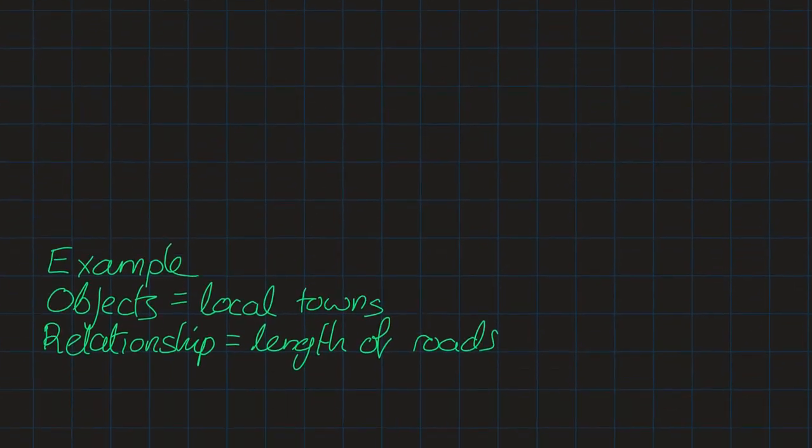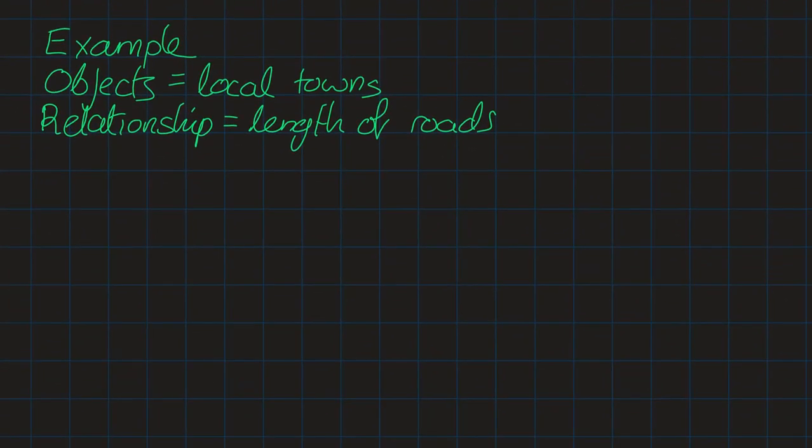So let's begin. This first example, I want the objects to be local towns and the relationship to be length of the road between them. So if I put Bloomington right in the middle, then I can add other local towns around it. So I can put Clear Creek down here and I'll draw an edge and I'll label it with a 1 because the road which this edge represents is 1 mile long.